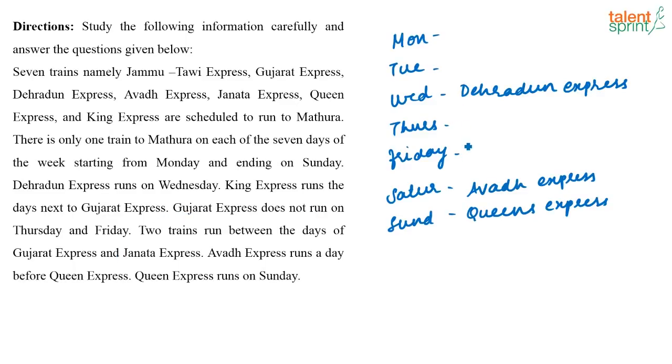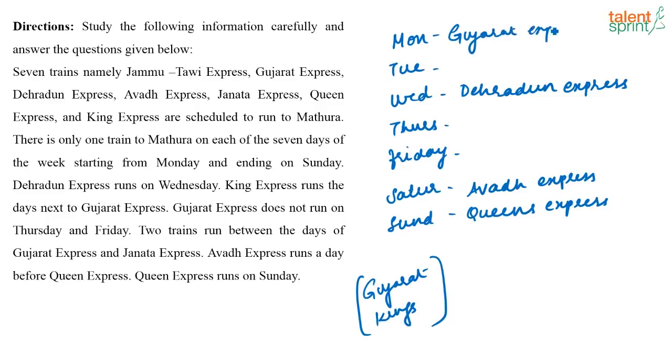So, Gujarat Express can't be here or here, and I also know that whichever day Gujarat Express is running, the next day it has to be King's Express. So, they have to be adjacent to each other. Now, where is the only possible place I can keep them? I can't place them here. So, they have to be here. So, this has to be Gujarat Express and this has to be King's Express. So, this we have placed.